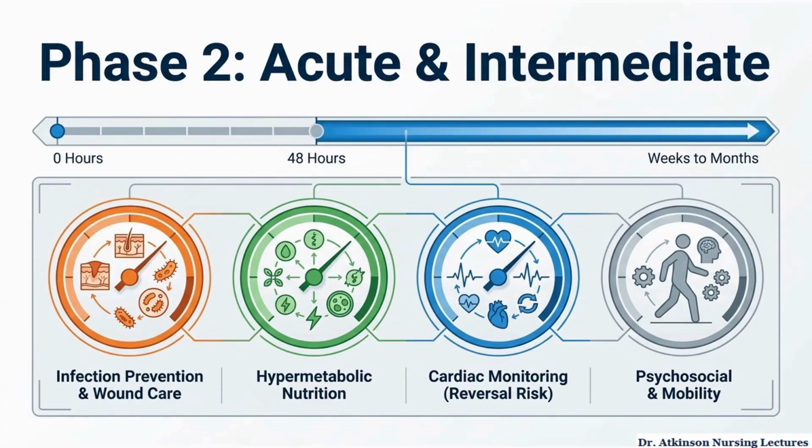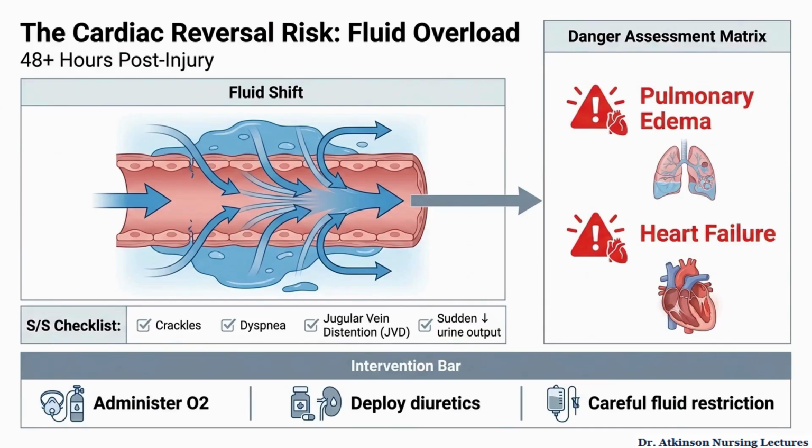The acute and intermediate phase runs from 48 hours out to weeks or months, shifting focus to wound care, infection prevention, and metabolic support. After 48 hours, fluid that shifted out during resuscitation starts moving back into the vasculature, risking pulmonary edema and heart failure. Manage it with oxygen, diuretics, and careful fluid restriction.